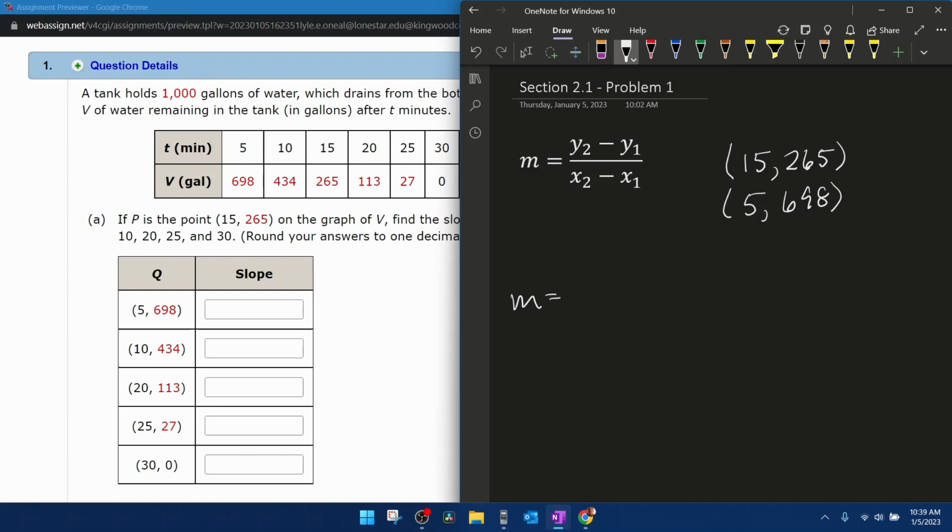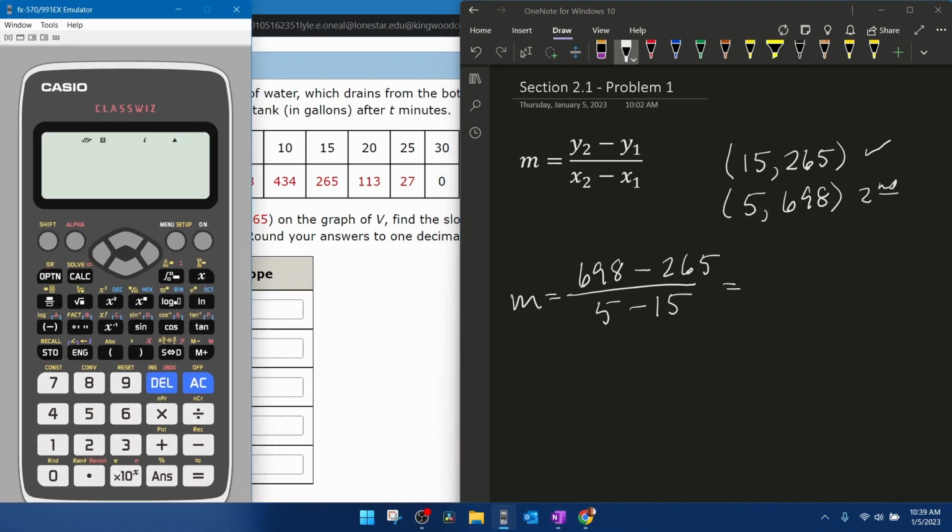Now, which one of these is x1, y1, and which one is x2, y2 is irrelevant. So we're going to use this point as the first point, and then this point will be the second point. Doing a little plug and play, we're going to get y2 minus y1 over x2 minus x1. And then we need to calculate that slope. I'm going to use my calculator just to make sure I don't make a simple mistake. 698 minus 265 over 5 minus 15. And we get a negative value.